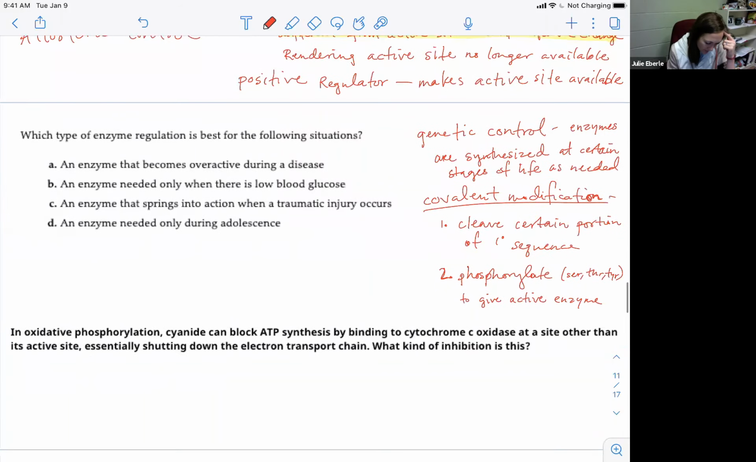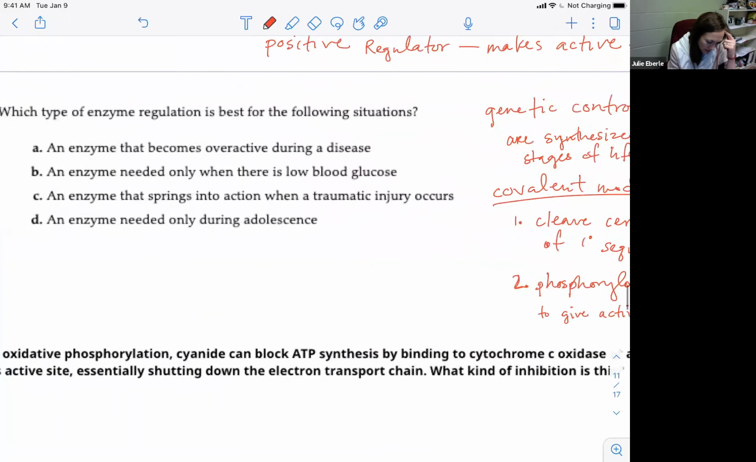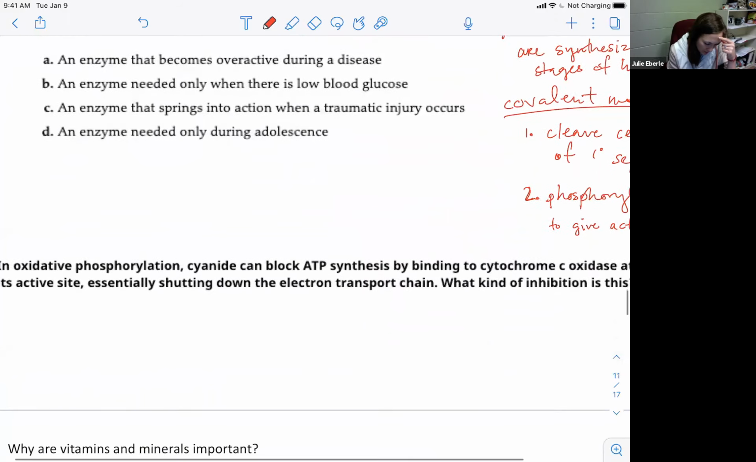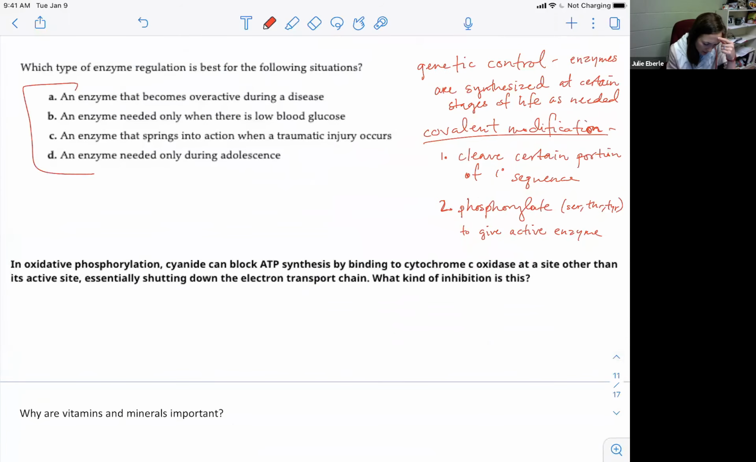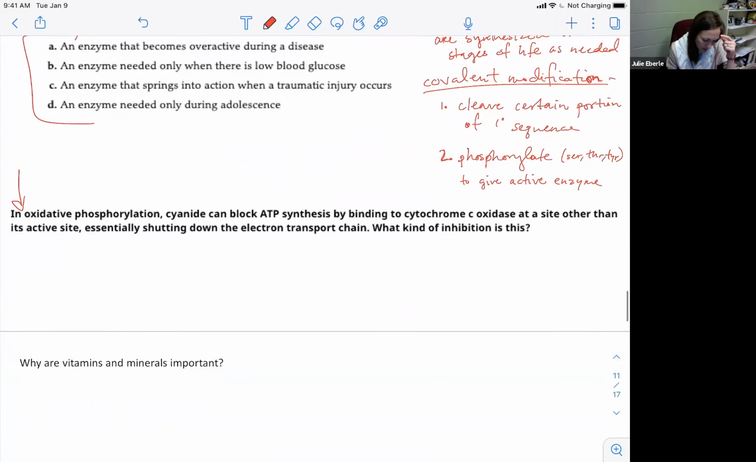So real quick, let's look at this problem. We actually worked this as an example. So you probably have notes on this from your lecture slides, but we have not worked this. I want to know what you guys think this kind is. In oxidative phosphorylation, cyanide can block ATP synthesis by binding to cytochrome C oxidase at a site other than its active site, essentially shutting down the electron transport chain. What kind of inhibition is this?